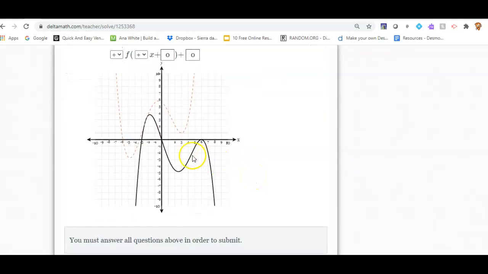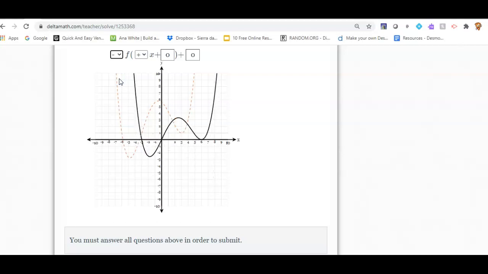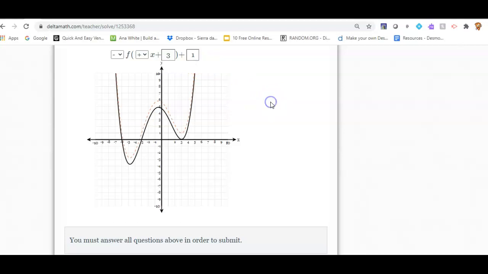Alright, how about this one? Trying to get this function onto the orange dotted function. Well, I know that both ends are pointing up in the dotted orange function, so let's reflect this over the x-axis by doing a negative. Wonderful. Okay, next I can see that this low part, this minimum right here, would probably line up here if I could slide it 3 units left and 1 unit up. So I'm going to add 3 to go left, because remember it's the opposite of what you'd think. And then I'm going to add 1 to move up.